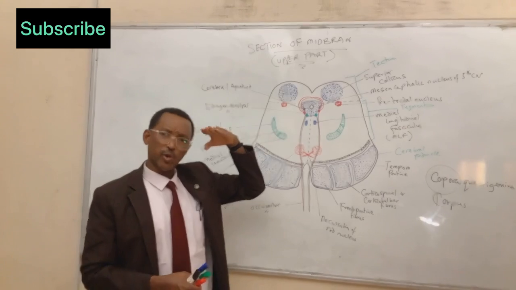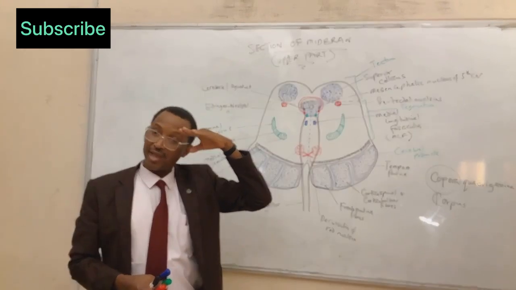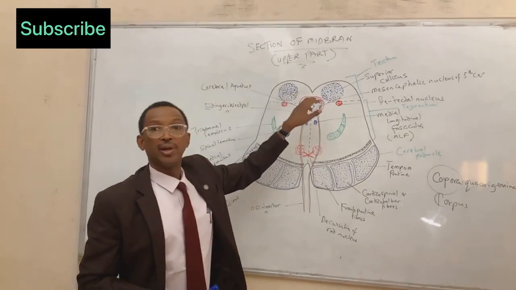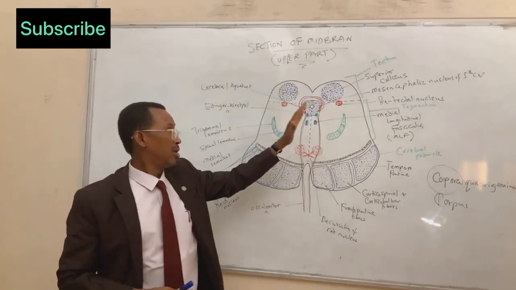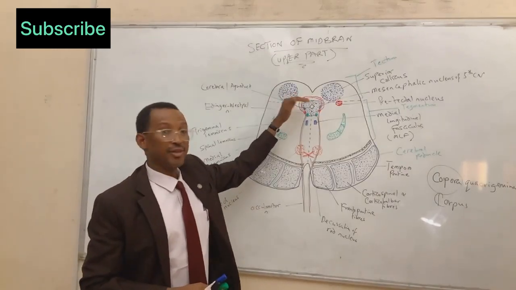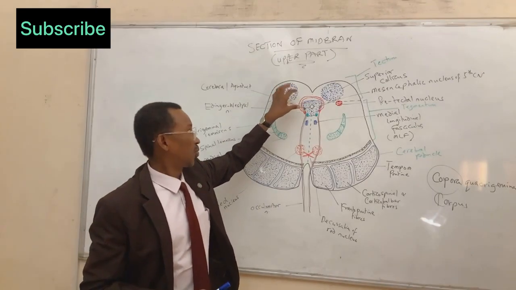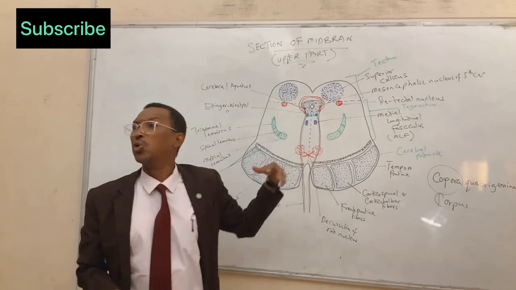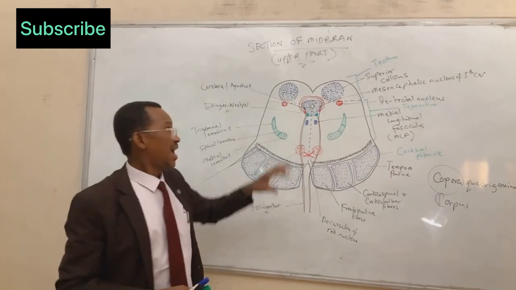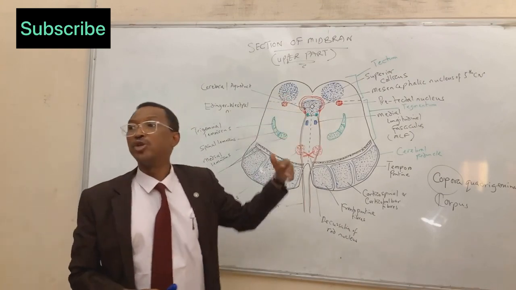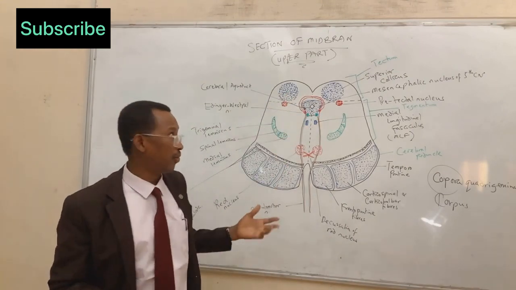So if you make a cross section of the midbrain at the level of the superior colliculi, you are going to see two large nuclei, one on either side, making up the superior colliculi. Each superior colliculus contains a superior nucleus. Are you clear? These superior colliculi nuclei are responsible for visual reflexes, which we have discussed before.